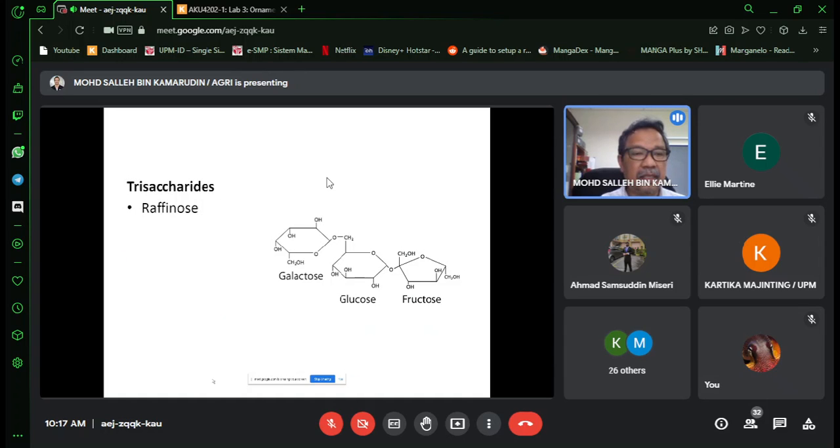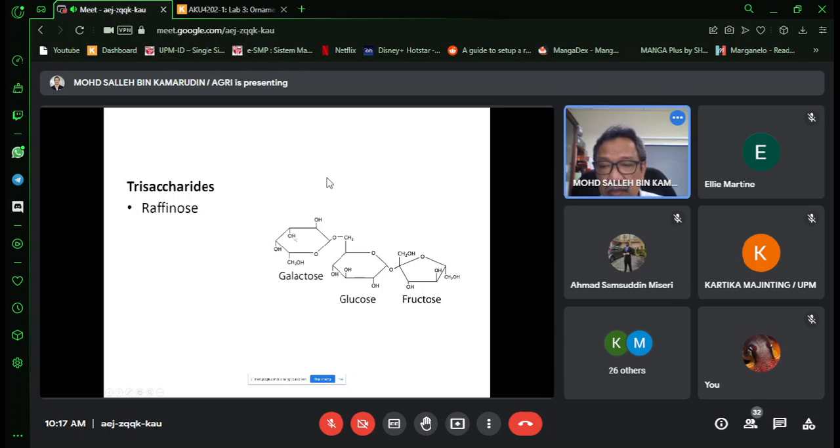Alright, then trisaccharides. Trisaccharide is a combination of three single sugar. Raffinose, for example, yeah, this we have raffinose. It's a combination of galactose, sucralose, and fructose in this sequence. Yeah? Kalau dia terbalik, dia tak jadi dah.